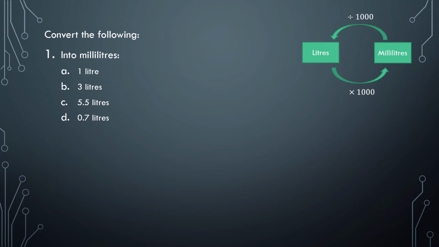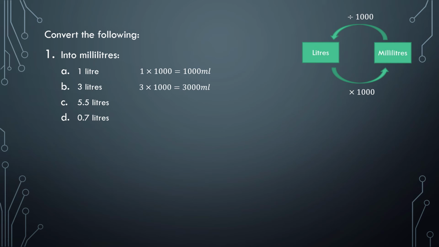So if we want to convert these things into milliliters, first, 1 liter into milliliters. Looking at my little flow chart at the side, if I want to change liters to milliliters, I need to remember there were 1,000 milliliters in a liter. So take how many liters I've got and multiply by 1,000. So 1 liter times 1,000 gives me 1,000 milliliters. Second one, take how many liters I've got and multiply by 1,000. So I've got 3 times 1,000, that's going to give me 3,000 milliliters.